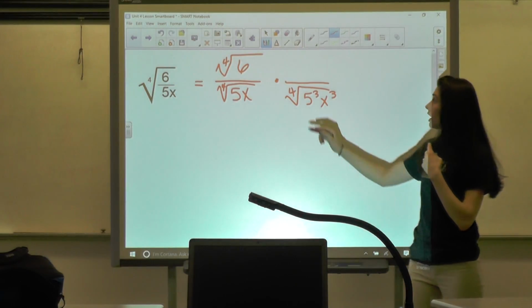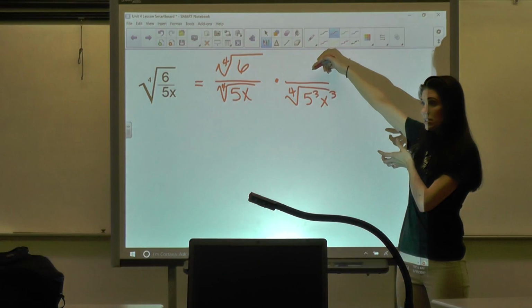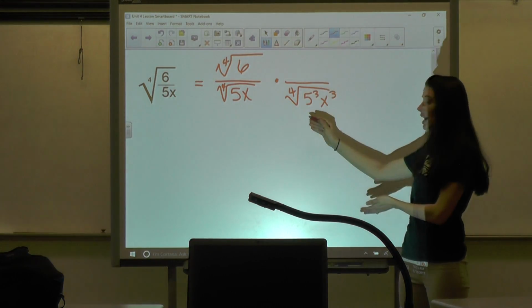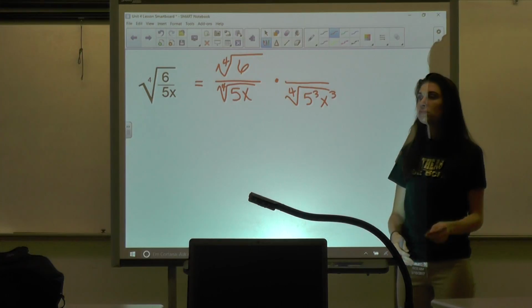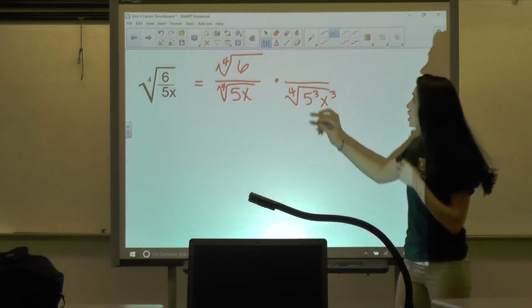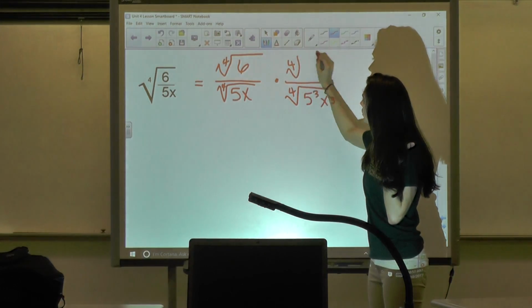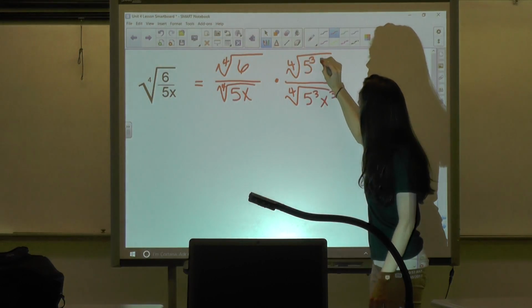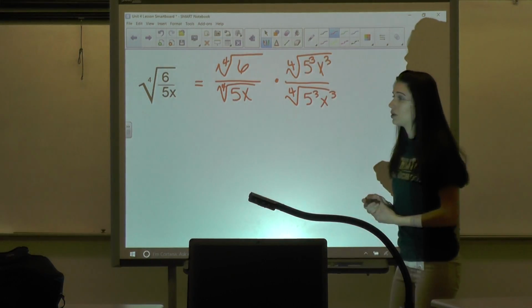Now remember, when you have 4, you bring out 1. And what has to be on the top of this? The exact same thing as what I have on the bottom, because I technically want to multiply it by 1 so I don't change anything. So we have the 4th root of 5 cubed x cubed.